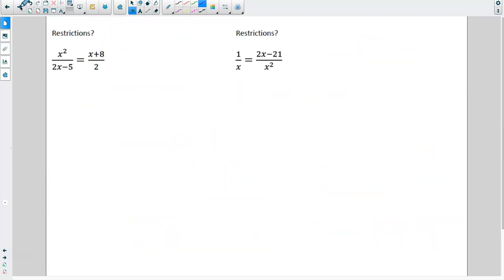Do you like to do this? These are actually more fun than a lot of units, I think. We're going to cross this one off. We're going to look at this one right over here.